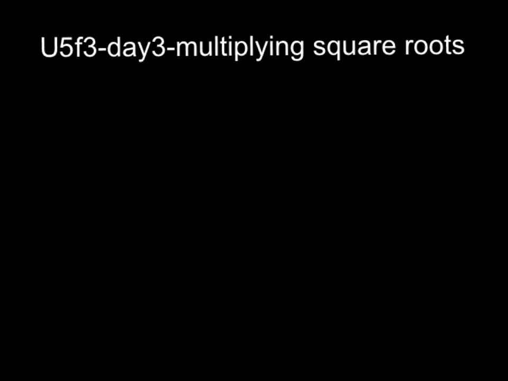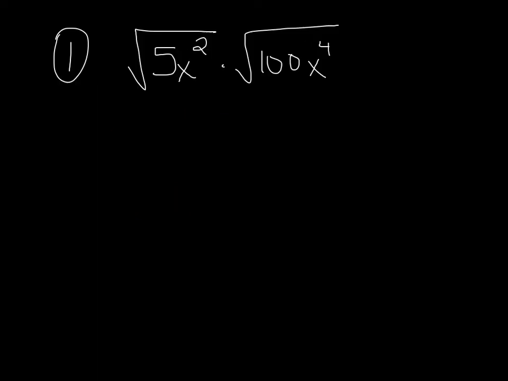Alright, multiplying square roots is a lot like multiplying variables. So if I have 3x times 2y, even though they're different variables, I still multiply the 3 times the 2, and I get 6xy. So the x and the y go together. So square roots are going to be very similar to that. Alright, so let's take a look at something.